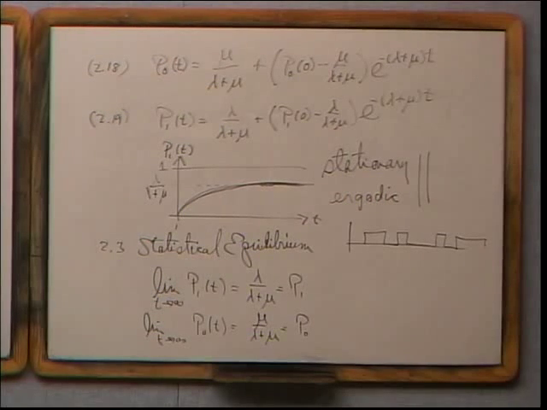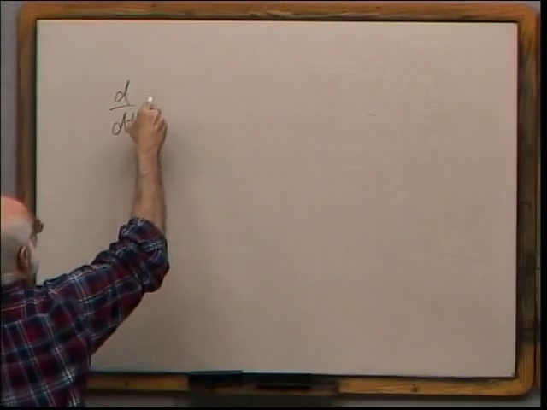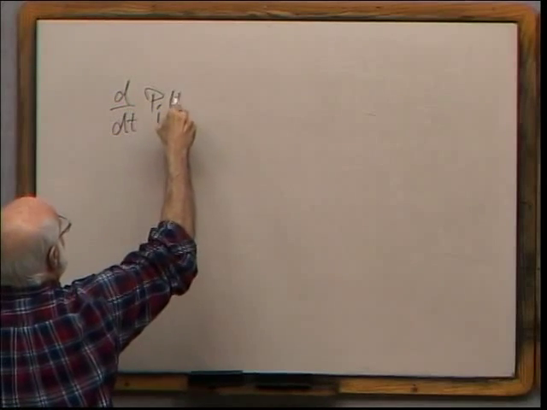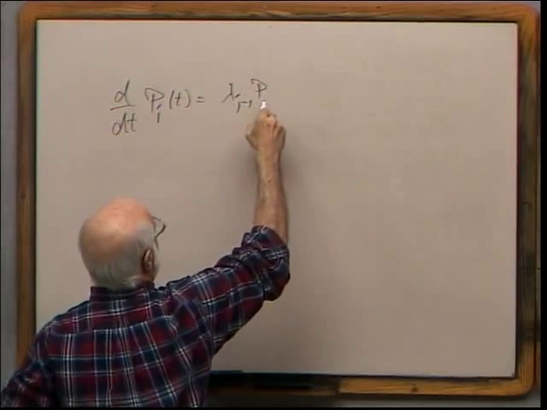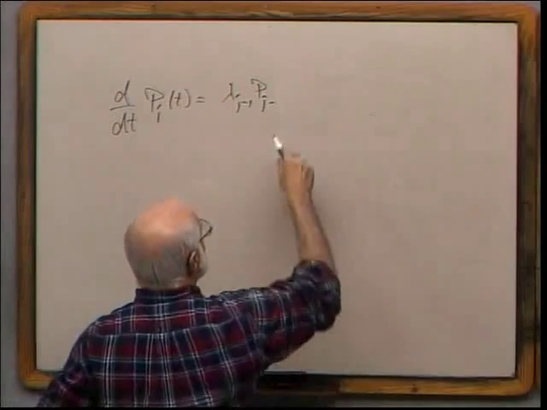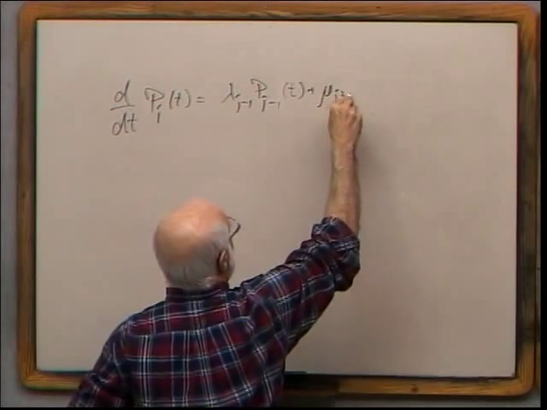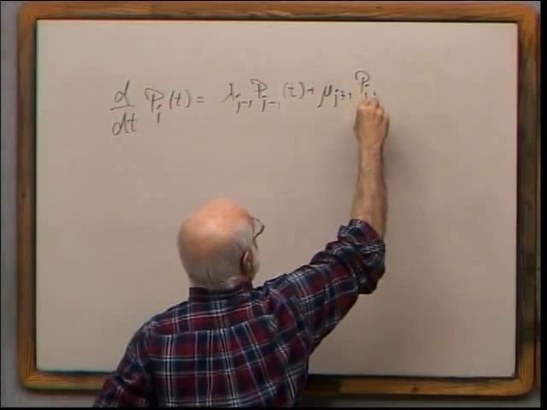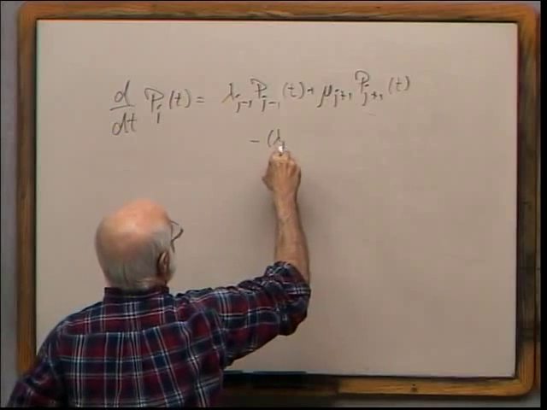Okay, so here are our basic equations, if I remember them right, 2.3. The derivative with respect to t of pj of t is equal to, let's see, it was lambda j minus 1 times pj minus 1 of t, plus mu j plus 1 times pj plus 1 of t, minus lambda j plus mu j times pj of t.